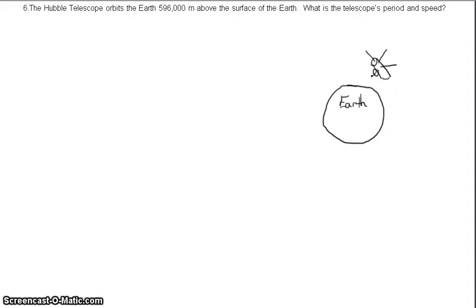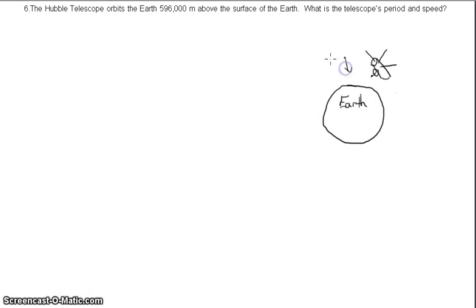Okay, we see here that the Hubble telescope is orbiting at 5.96 times 10 to the fifth meters above the Earth's surface. What is the period and the speed of the telescope? So if we look at this, this thing is orbiting around the Earth.